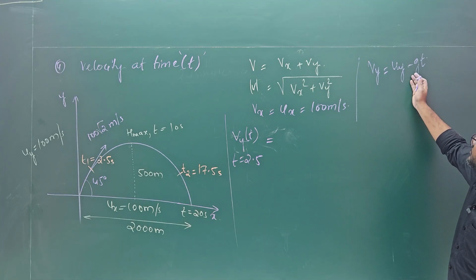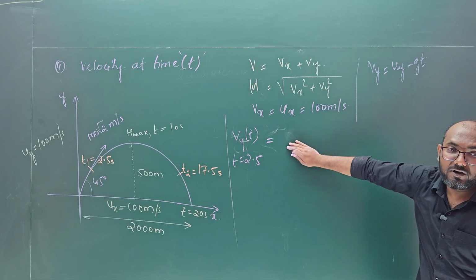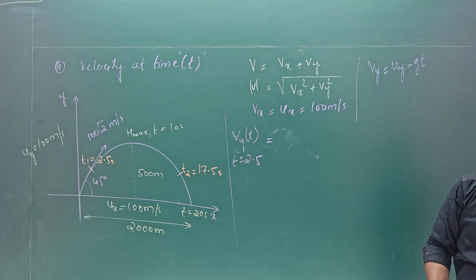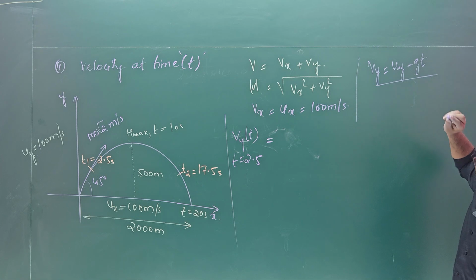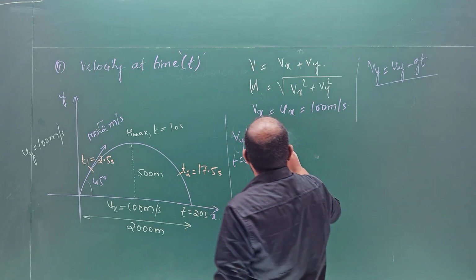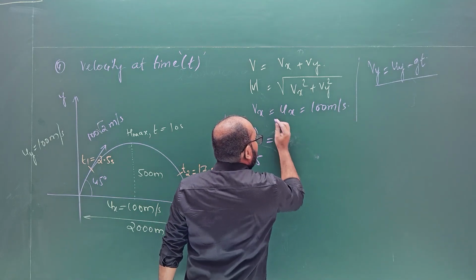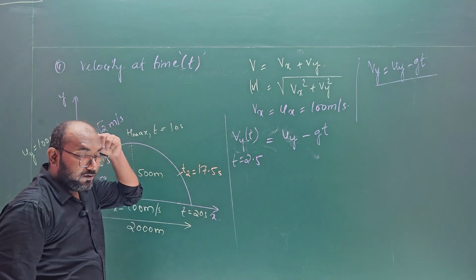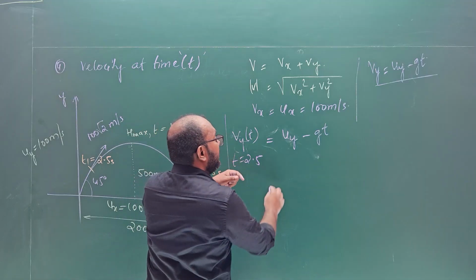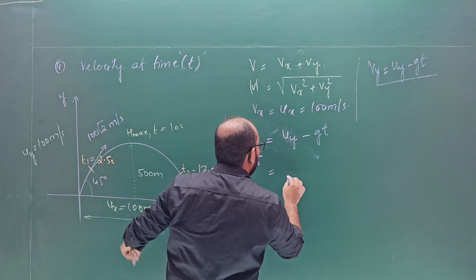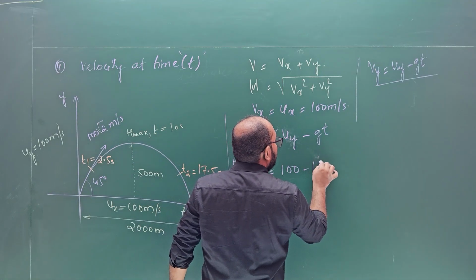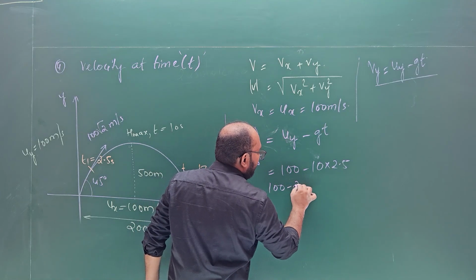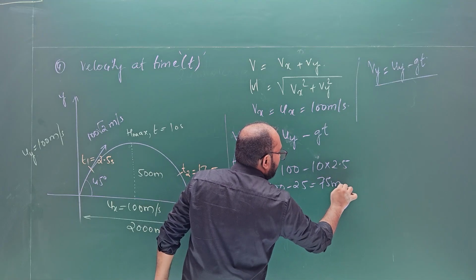Vy is equal to uy minus gt. Yes or no? I am using this to calculate the velocity at any time t. Why? Because in the y direction we have acceleration, so we have to use this only. Got my point? So Vy is equal to uy minus gt. The time is given, 2.5 seconds. So the initial velocity is 100 minus 10 into 2.5. Then I can say this is 100 minus 25, which is nothing but 75 meter per second.